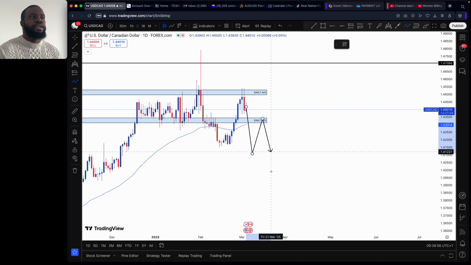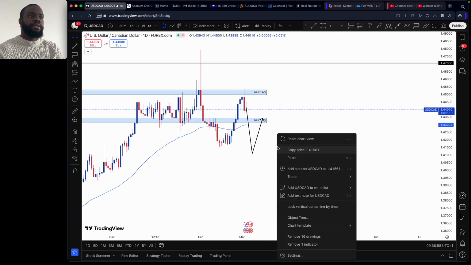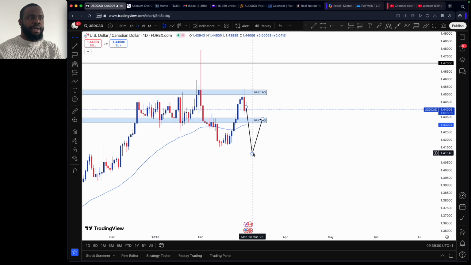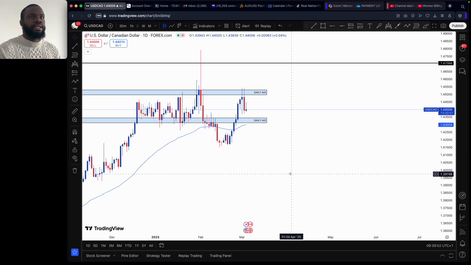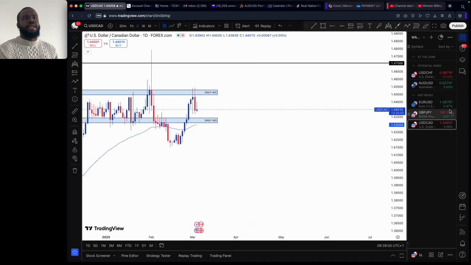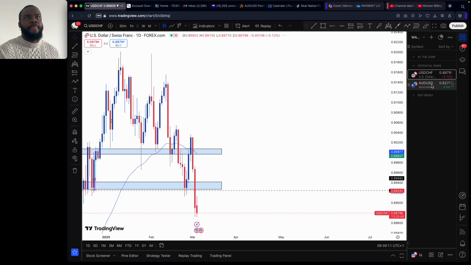USD/CAD, I believe, is going to sell, but I do not want to predict the market. I only want to react. So USD/CAD is out. I'm not trading USD/CAD again for the week. So the ones I am interested in are these two.